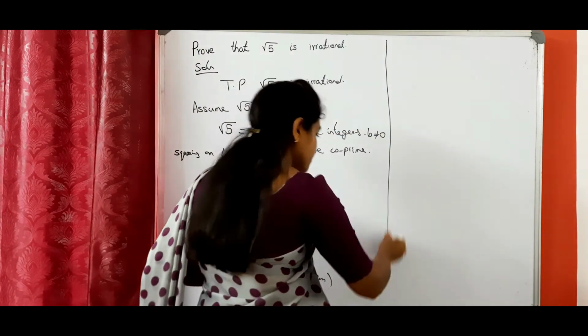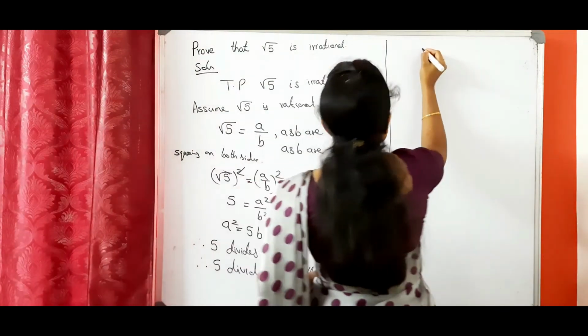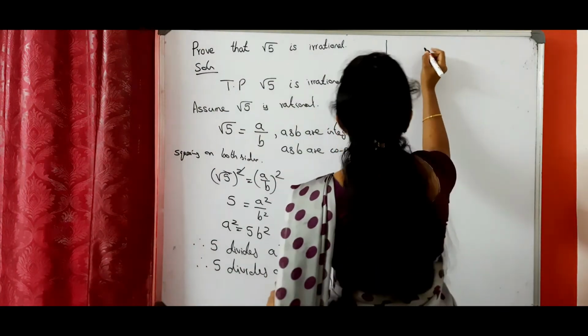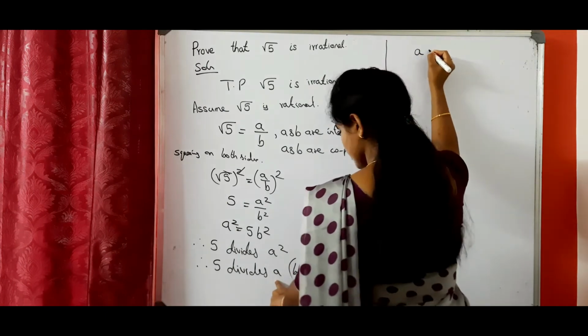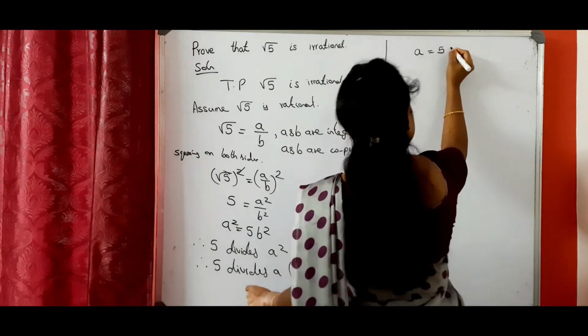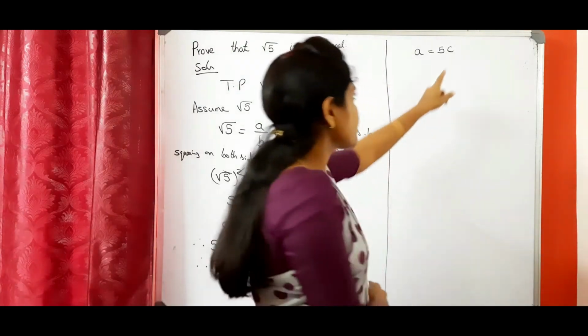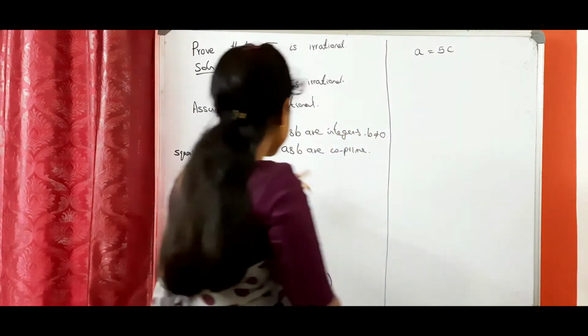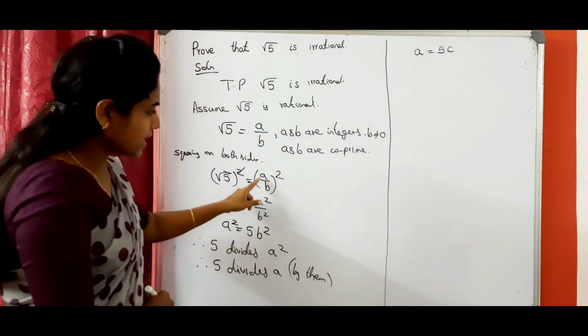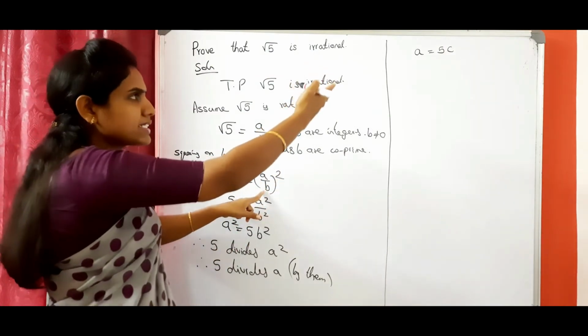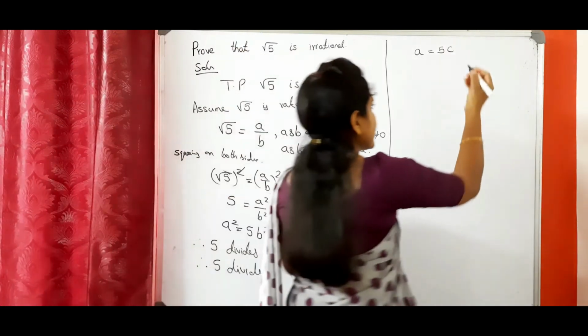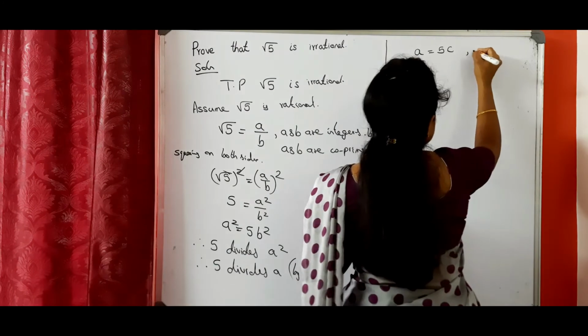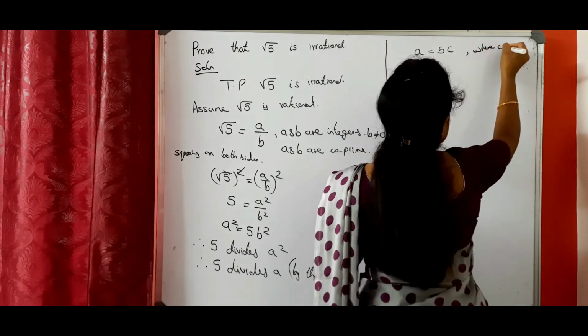5 divides A means what we can say? This A equal to 5 into any integer. I am taking the integer C. You can take any alphabet. Already we used A and B. That's why I am taking C. You can take Z or Y, any alphabet we can take. So C is an integer, where C is an integer.